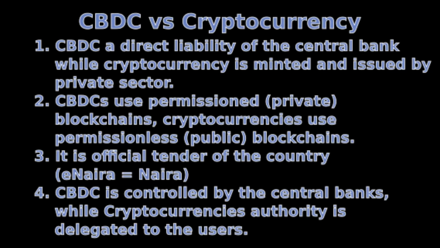It is also official tender of the country, which means it is the same as the physical currency in that country. So for example, in Nigeria, eNaira is the same as Naira. The authority in CBDC is solely with the central bank, while for cryptocurrencies, authority is delegated to users.